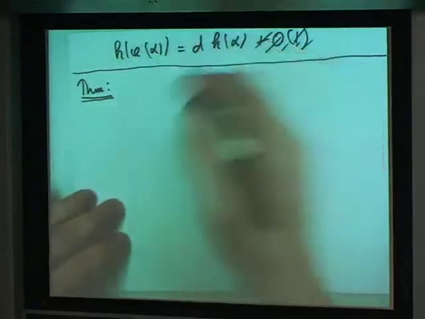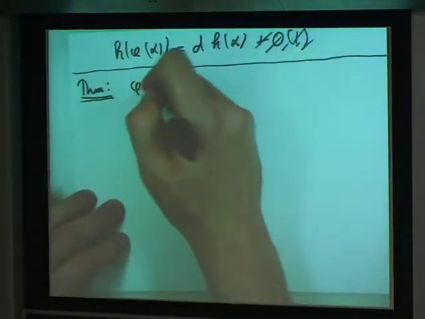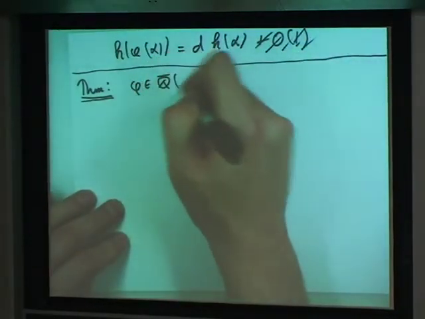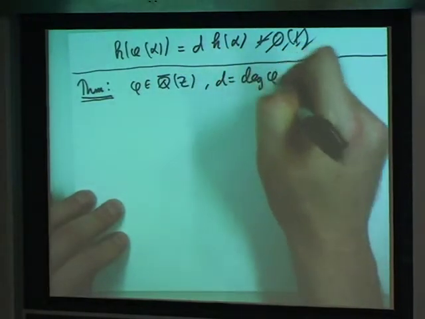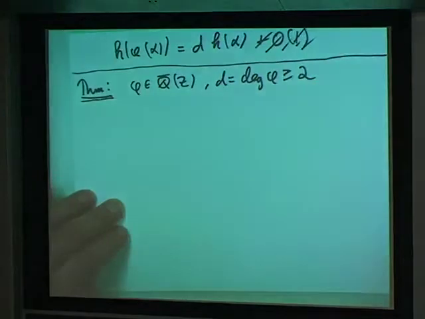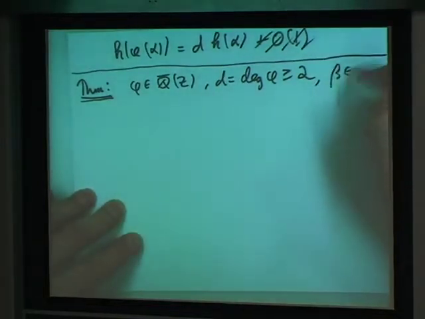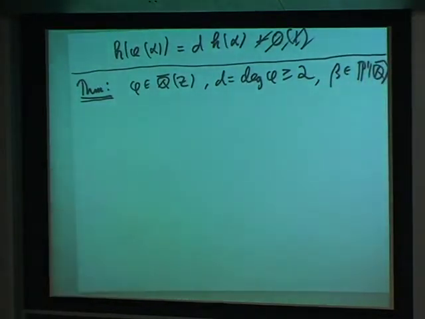So here's what the theorem says. So you take a rational map, again, of degree at least 2. And let me, are these betas or alphas? Beta, all right. If you take any beta in P1 of Q bar, so take a point.